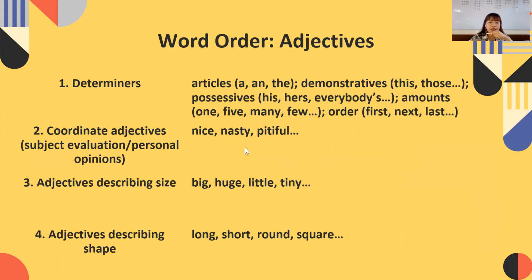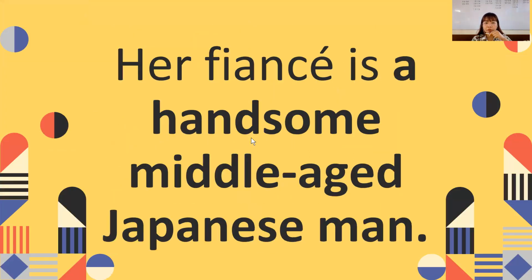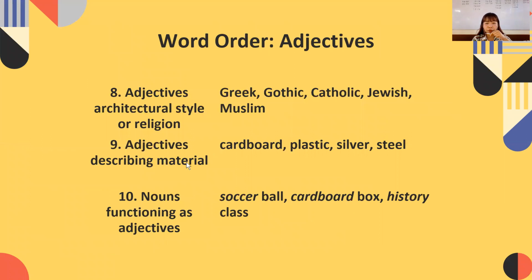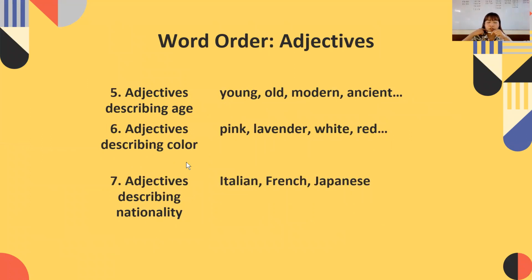For some, he is handsome. For some, he is ugly. For example, ganon. So that is still under personal opinions. So that is why it comes second after your determiner. A handsome and then middle-aged. So middle-aged is under your adjectives describing age. So we have young, old, ano pa dyan, yung modern, ancient, middle-aged. Dito rin siya sa adjectives describing age.